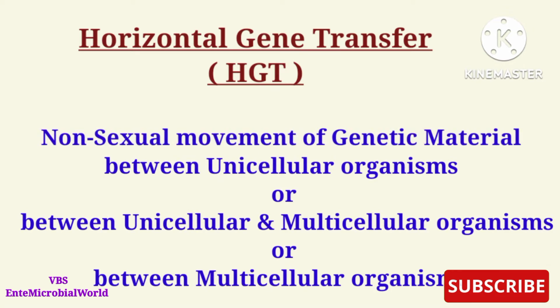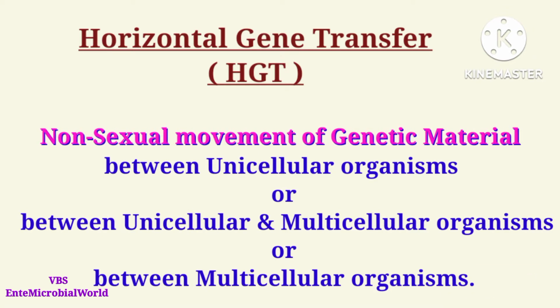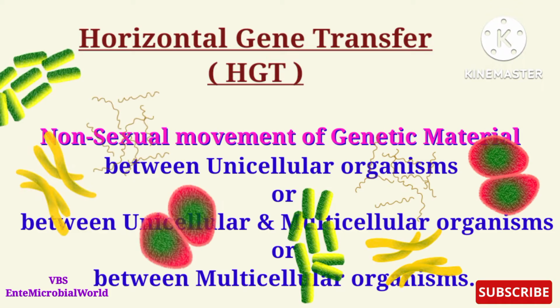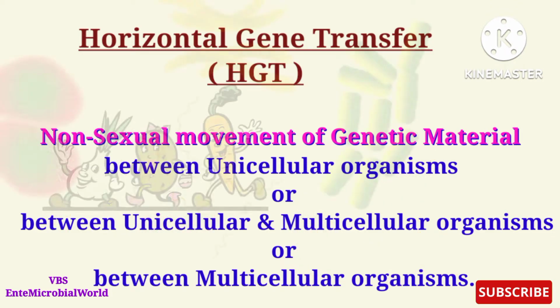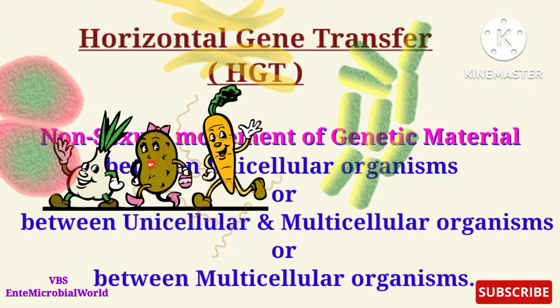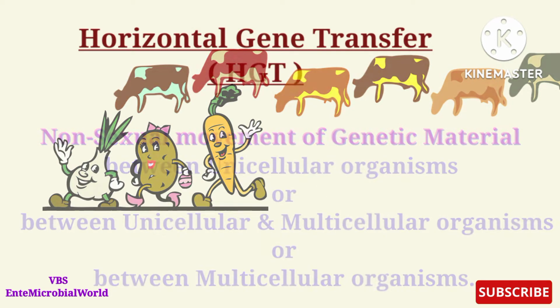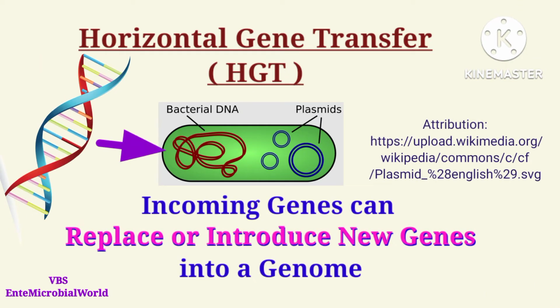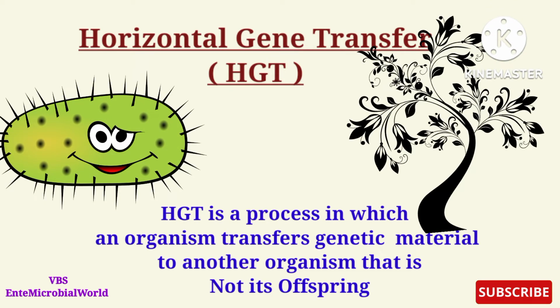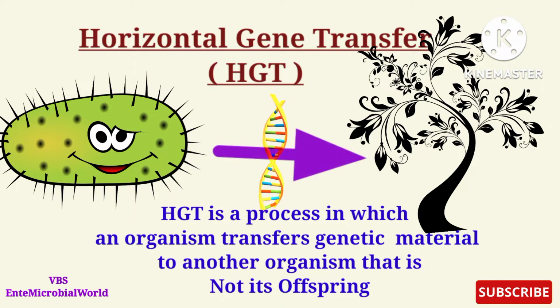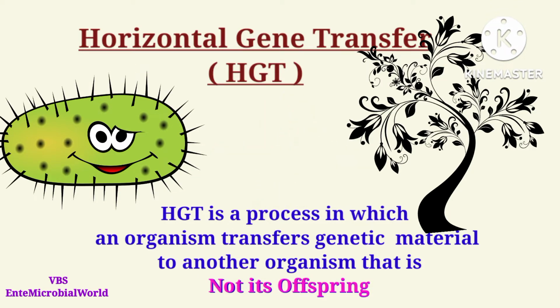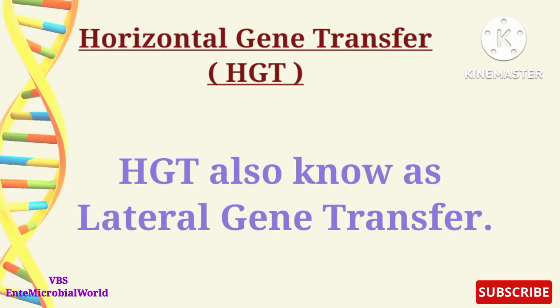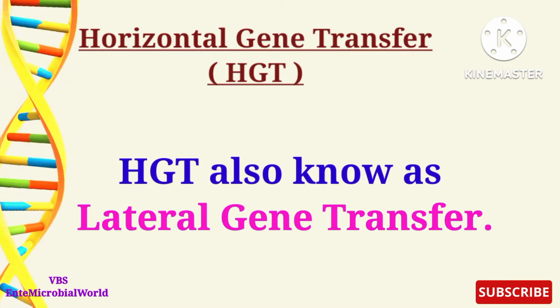Horizontal gene transfer is the non-sexual movement of genetic material between unicellular organisms, or between unicellular and multicellular organisms, or between multicellular organisms. Incoming genes can replace or introduce new genes into a genome. That is, horizontal gene transfer is a process in which an organism transfers genetic material to another organism that is not its offspring. Horizontal gene transfer is also known as lateral gene transfer.